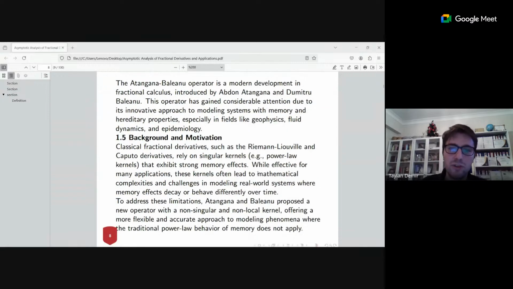The Atangana-Baleanu operator is a modern development in fractional calculus, introduced by Abdon Atangana and Dimitri Baleanu. This operator has gained considerable attention due to its innovative approach to modeling systems with memory and hereditary properties, especially in fields like geophysics, fluid dynamics, and epidemiology.